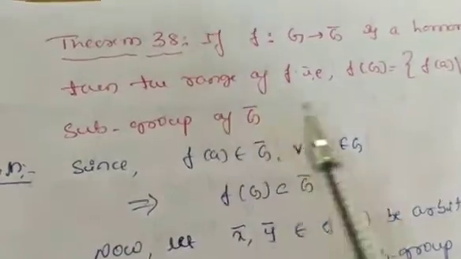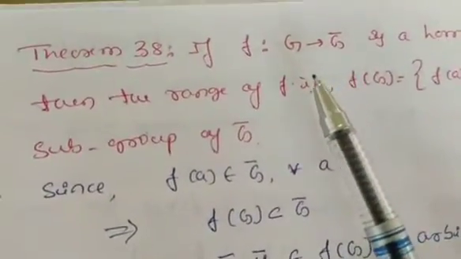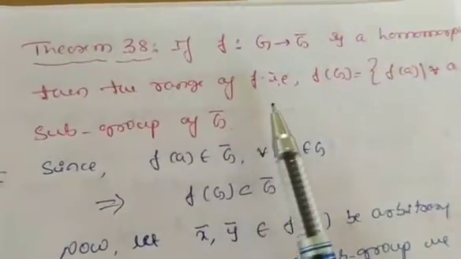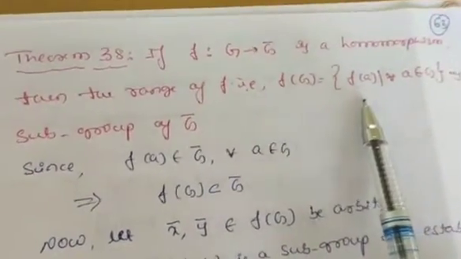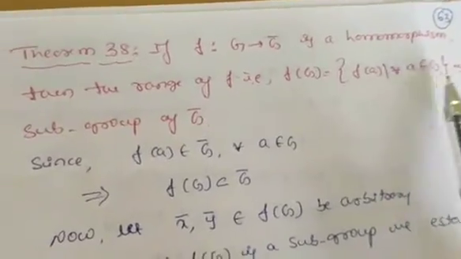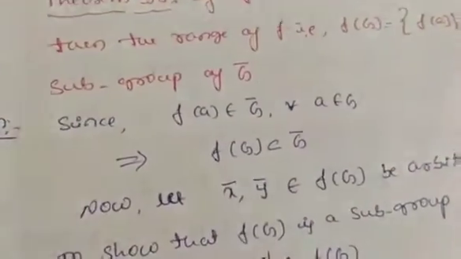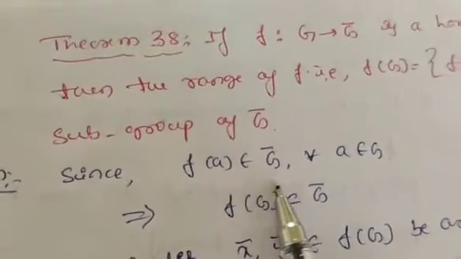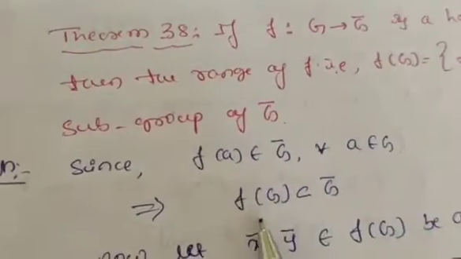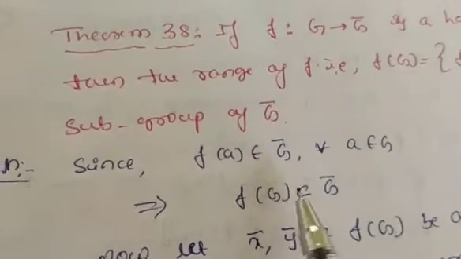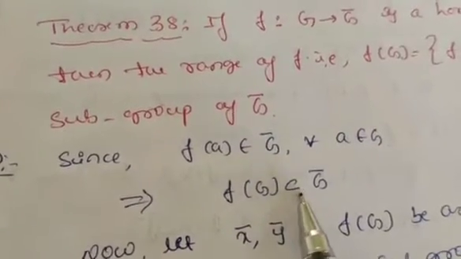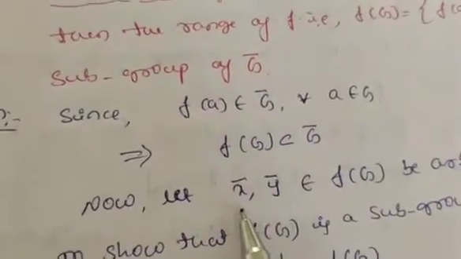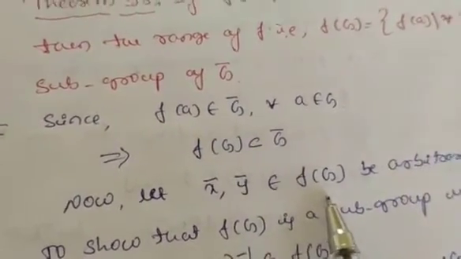Take one more theorem. If a mapping f from G to G bar is a homomorphism, then the range of f, that is f(G) = {f(a) such that a belongs to G}, is a subgroup of G bar. Since f(a) belongs to G bar for all a belongs to G, this implies f(G) is contained in G bar, a subset of G bar. Now let us take two elements of f(G). Let x bar, y bar belong to f(G) be arbitrary.